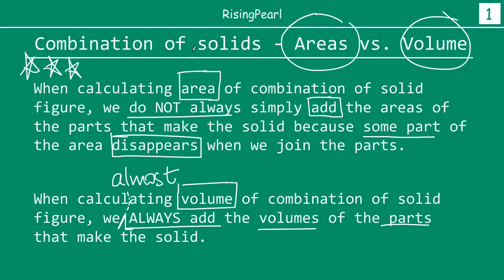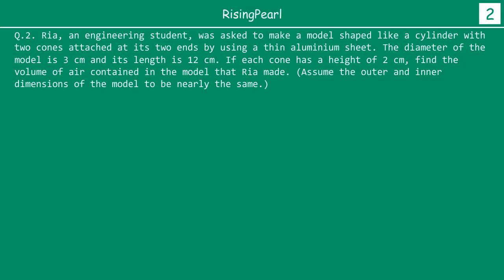So again, just to quickly keep this in mind, whenever we are combining solids to make a complex solid, the difference between calculating areas and volume is that when you're looking to find areas, we do not always just add all of them because some parts disappear. So we have to be mindful of those and not consider them. But when we are calculating volume, we almost always add the volumes of the parts that make up the solid. Let's take a look at some more questions.